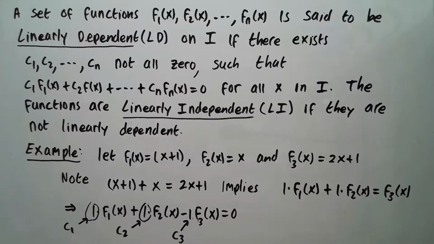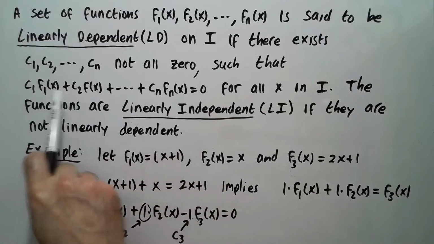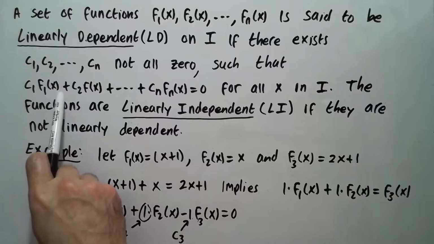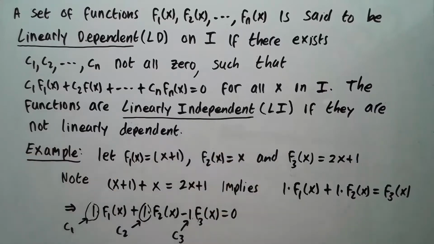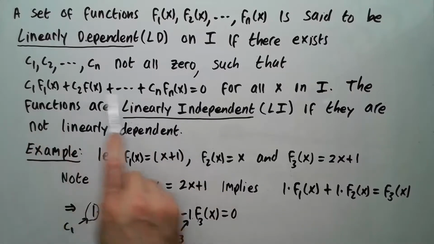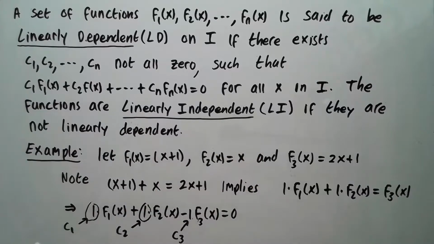So you can see what this is really saying: if this condition is true, it's saying that one of the functions can be made from the other functions. Here we've shown that f3 can be made from f1 and f2. In general this is saying that one of the functions in here can be made from the other ones. If that happens, then it's linearly dependent. And if it doesn't happen, then it's linearly independent. Let me just write that here.